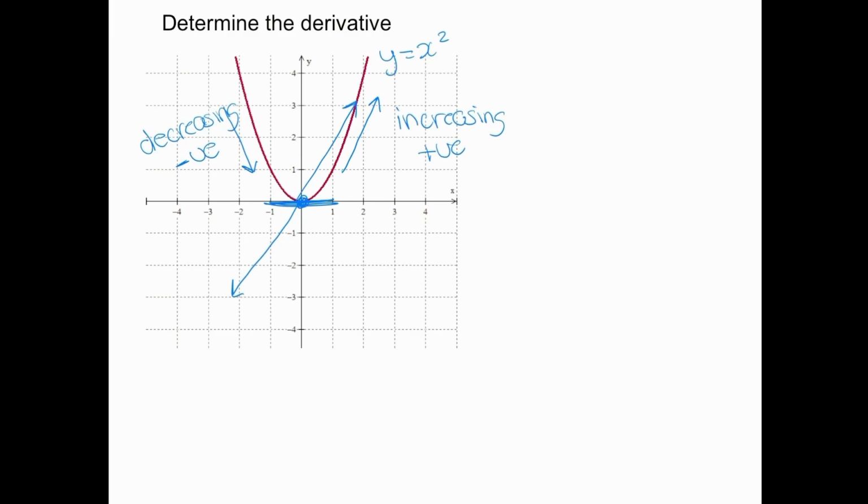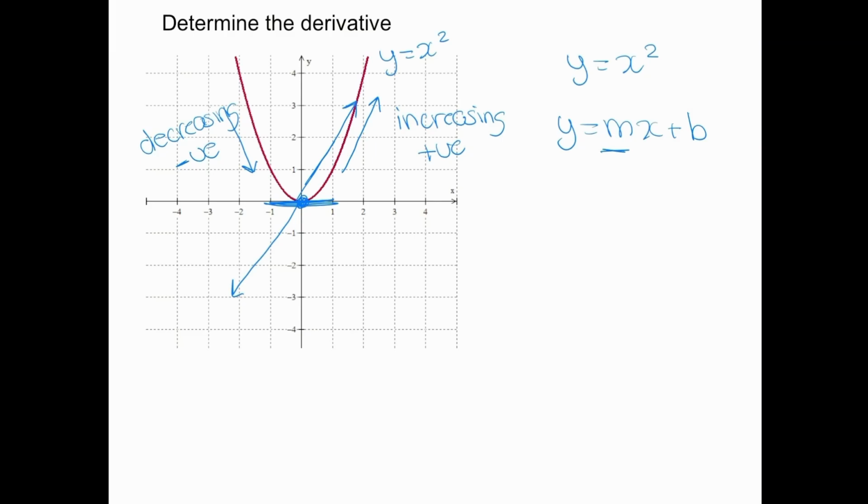The equation of the original function is y equals x squared. The equation of the derivative will be linear. We can see that because it's a straight line, and it's going to be direct. It passes through the origin. So the slope of the tangent line, this y equals mx plus b, so this m value here is going to be the slope of the tangent anywhere along this graph, anywhere along this line.